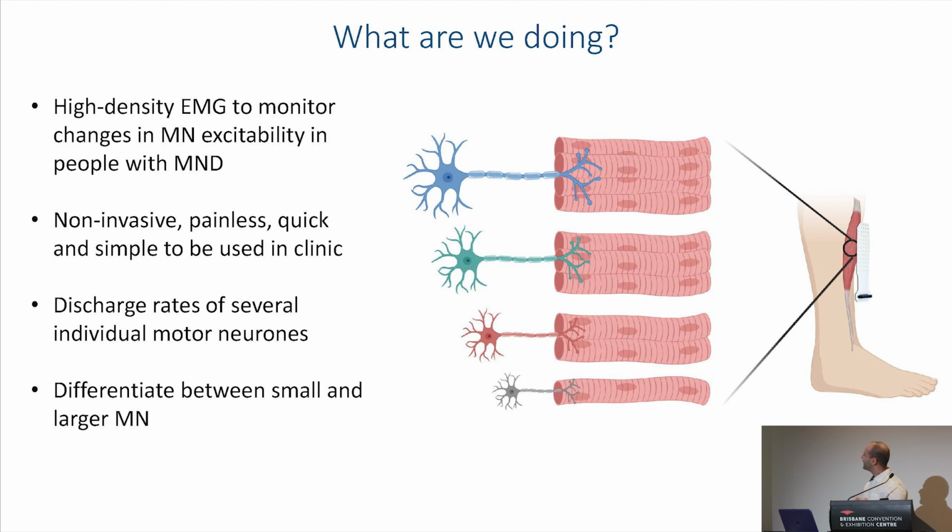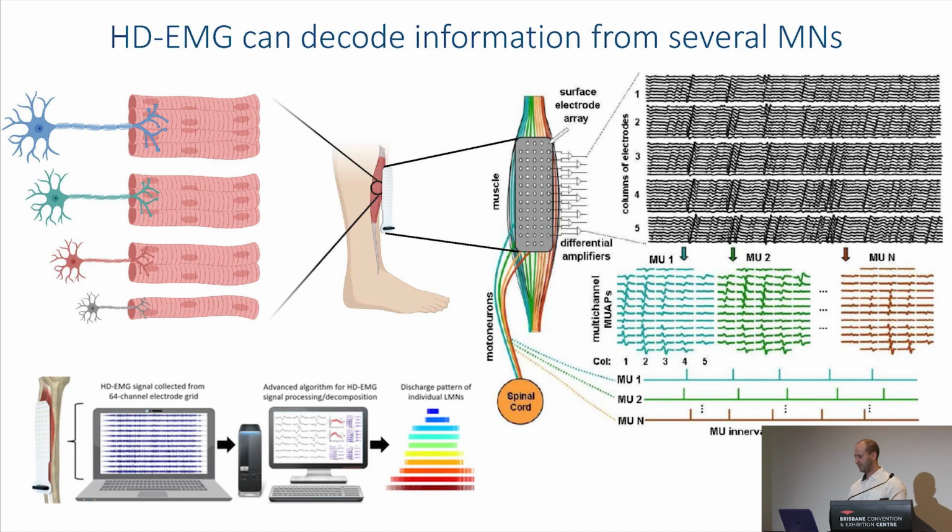Based on that measurement, we can then get the discharge rate, so the behavior of all the motor neurons within that muscle, using the muscle in front of your leg here, the tibialis anterior. And with that method, we're also able to differentiate between small and large motor neurons.